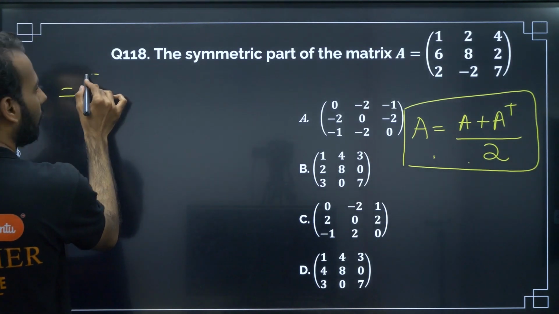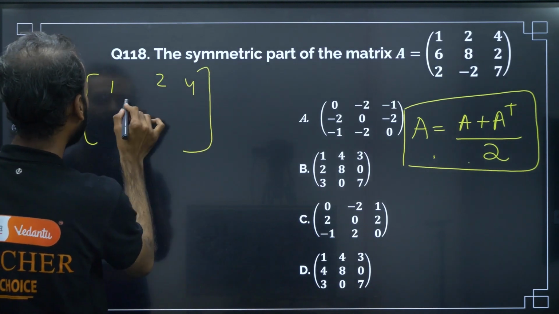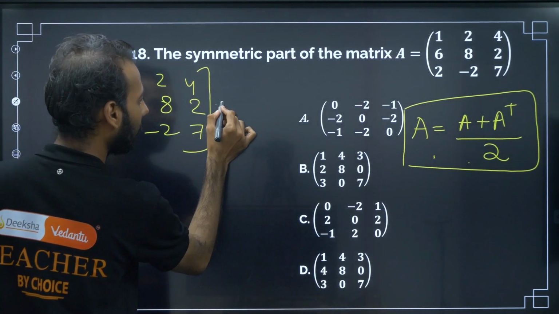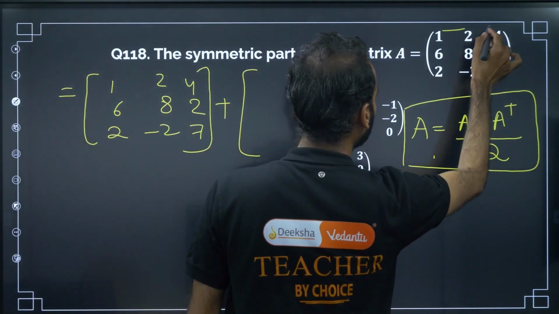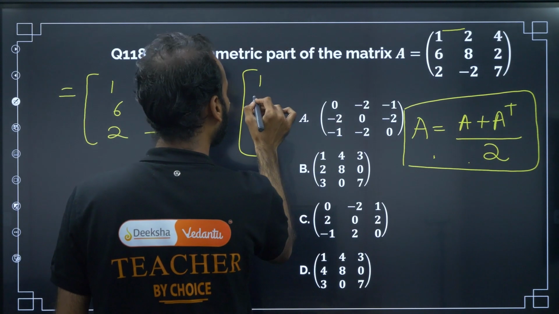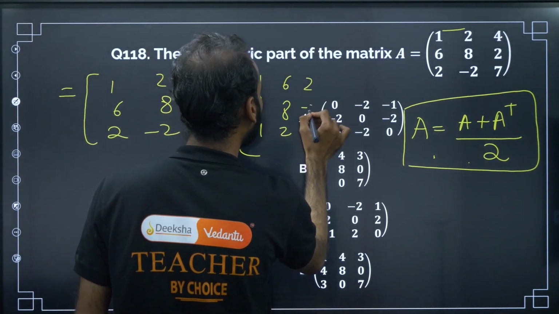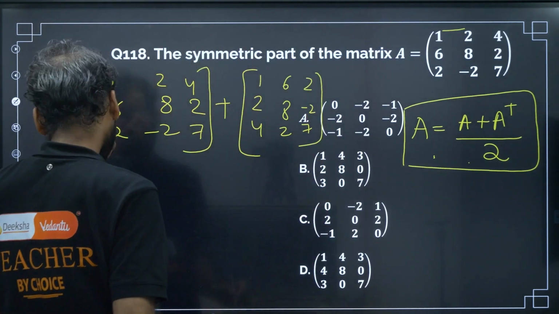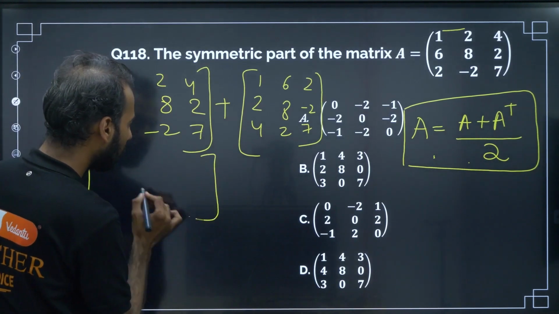So symmetric part of 1, 2, 4, 6, 8, 2, 2 minus 2, 7 plus transpose. Transpose means change rows to columns. So that becomes 1, 2, 4, 6, 8, 2, 2 minus 2, 7. And then divide by 2, add these two matrices. Addition of matrices, very simple concept. Corresponding elements we have to add.